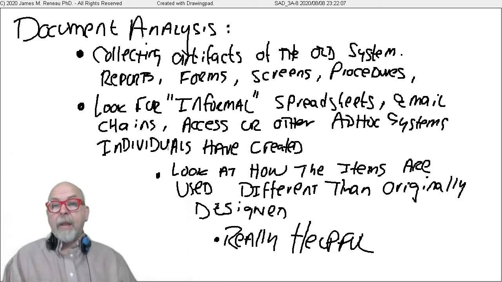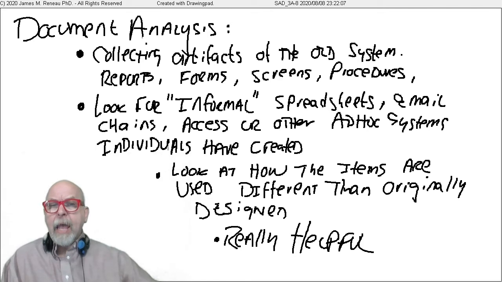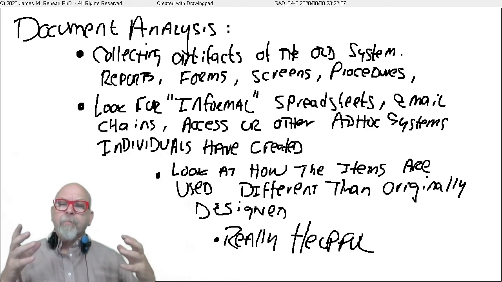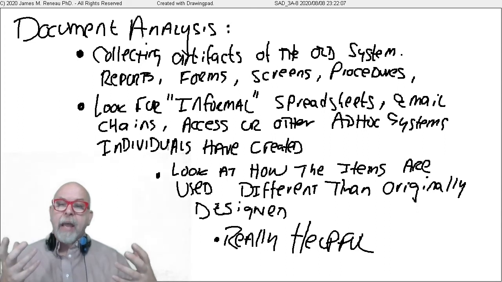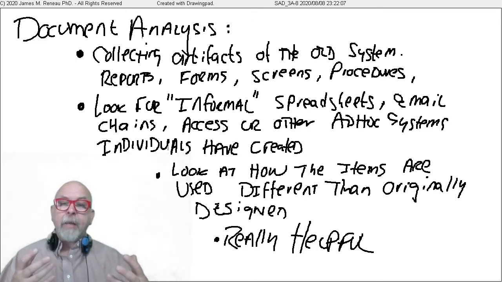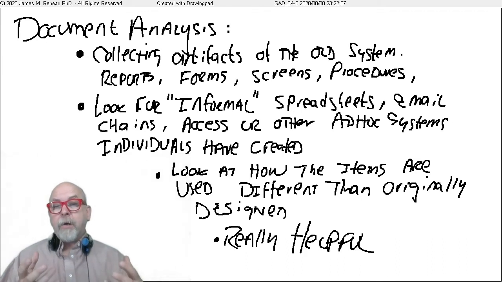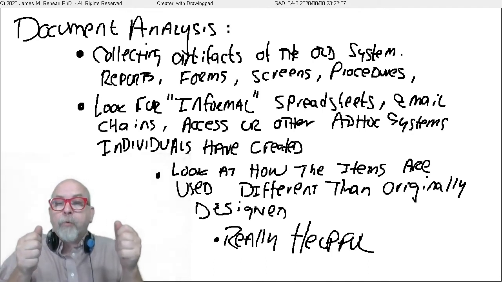The next area that I'd like to talk about, and I mentioned it in the last slide, was document analysis. In document analysis, we actually go collect artifacts from the old system. We collect artifacts of how they do things. And when I mean an artifact, in document analysis you're as much an archaeologist as you are a sociologist as you are an analyst. Because during the document analysis phase, we're going to go get copies of our old reports.